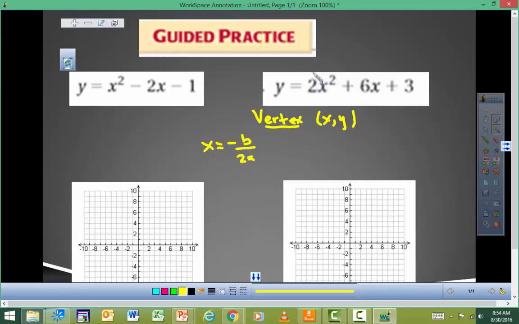Alright, so I should identify what the a, b, and c are. If we take our a right here, our b right here, and our c, I can calculate the x coordinate. I get negative. In this case, b is positive 6, so I'll get a 6 over 2 times a. Well, in this case, a is 2, so I'll put a 2 there, and I get negative 6 over 4. And if you remember, this fraction reduces to negative 3 halves. Okay, so in this case, I get a fraction.